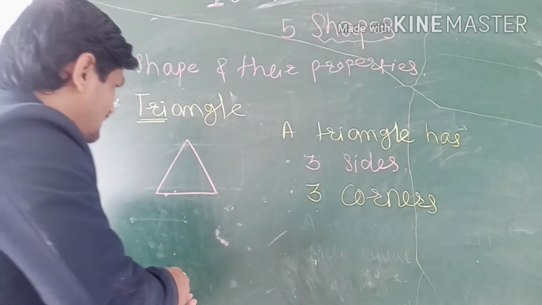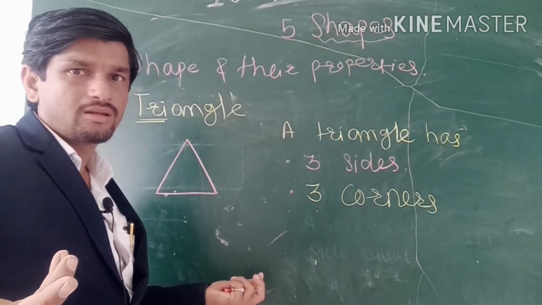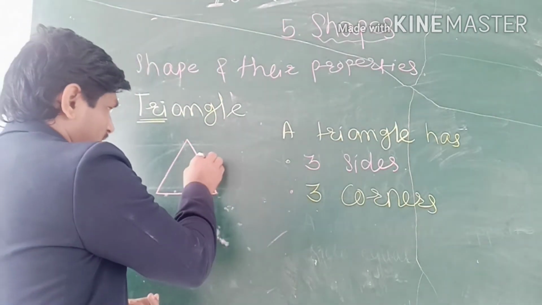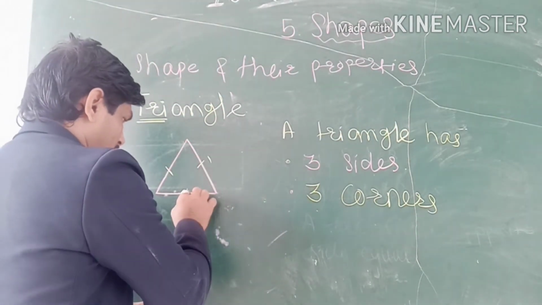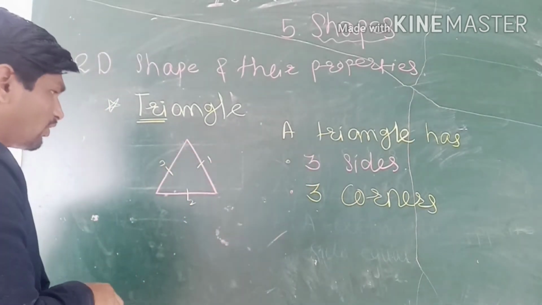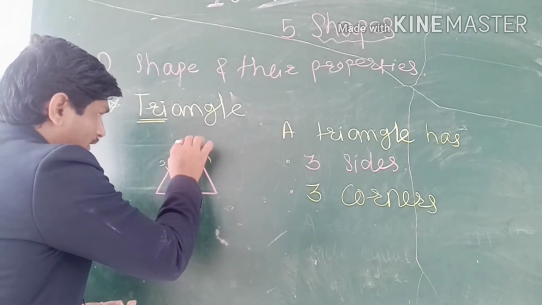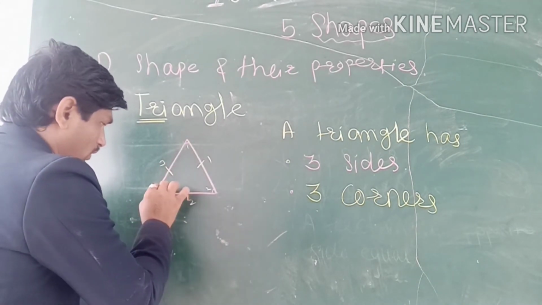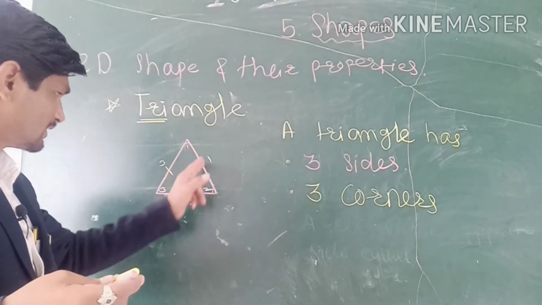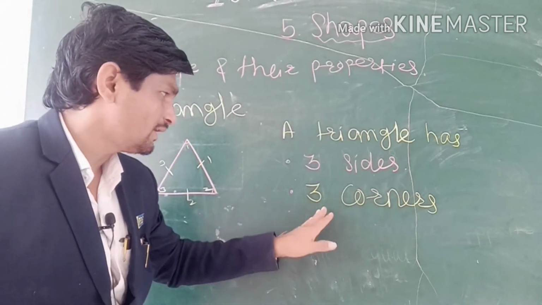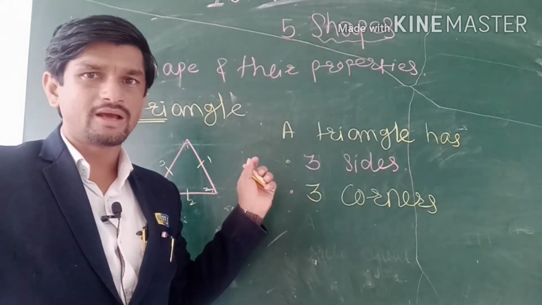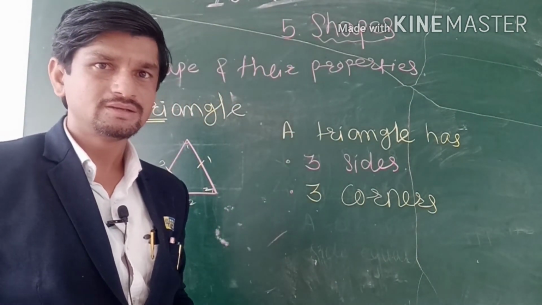Maybe sides are equal or unequal. That depends on the triangle. Okay, see, 3 sides. 1, 2, 3. How many sides? 3 sides. How many angles? Angles are here. 1, 2 and 3. Understood about this? These sides and these angles. So a triangle has 3 sides and 3 corners. I hope you understood about this triangle also. Yes, is it correct? Yeah, done.